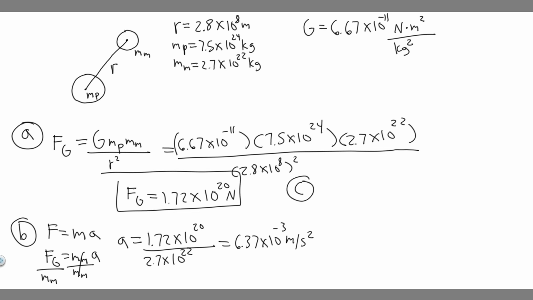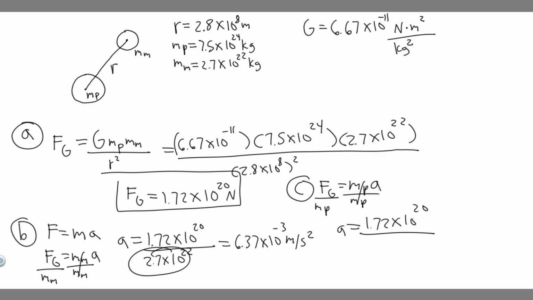So C is the same thing. We just take the gravitational force, and then divide by the mass. And this one is going to be the acceleration of the planet towards the moon, so the mass of the planet this time. Acceleration is equal to the force of gravity, 1.72 times 10 to the 20, and then instead of dividing by the mass of the moon, like last time, we divide by the mass of the planet, 7.5 times 10 to the 24. So just plug this in.